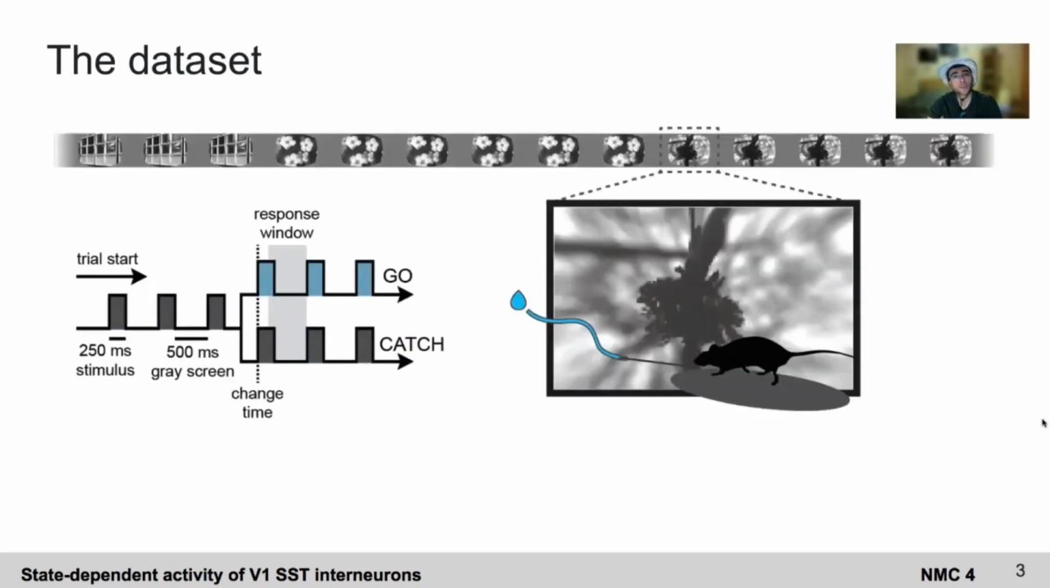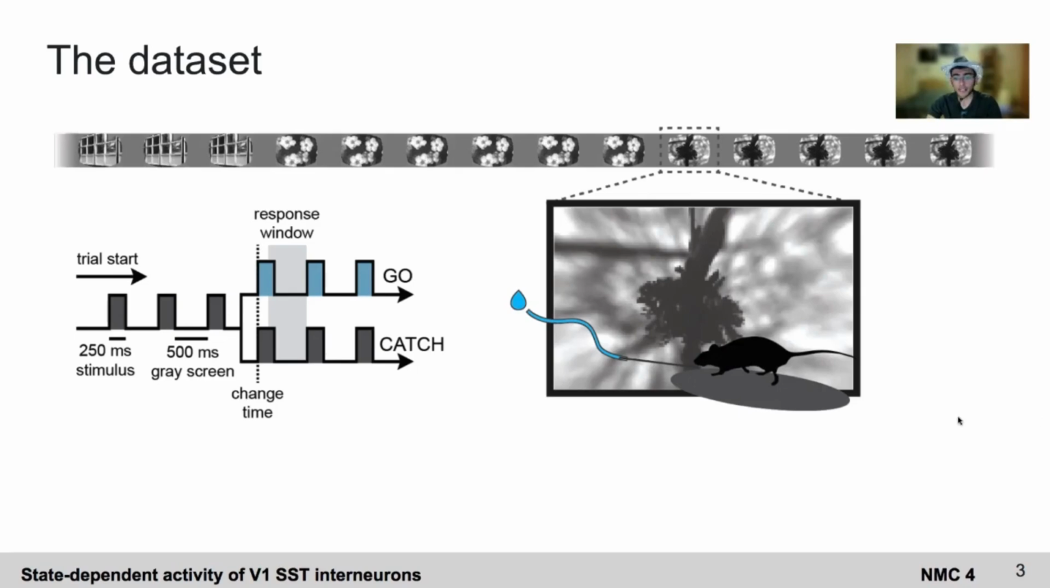The data set that we used is a 2-photon calcium imaging data set from the Allen Institute, and the task is a change detection task performed by the mice. What we are interested in is whether or not the SST and VIP cells in the V1 of the mouse are responding to the novel or familiar stimuli shown to the mouse.